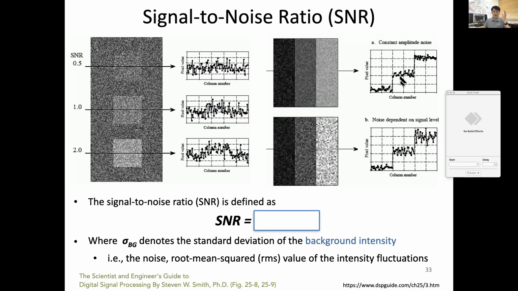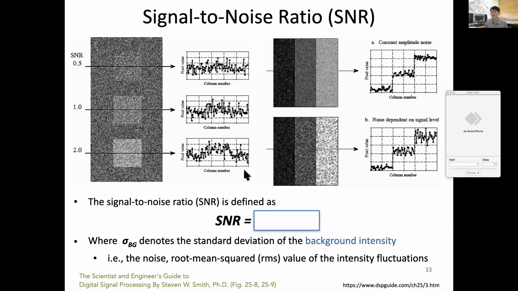However, what's interesting here is that some noises depend on the signal level. In this case, you see noise is higher when the signal is high. A good example for this is photon shot noise. If you have a higher level of signal, the level of fluctuation goes higher too. In the photon shot noise case, the level of noise is proportional to the square root of the signal. So hopefully you understand that.